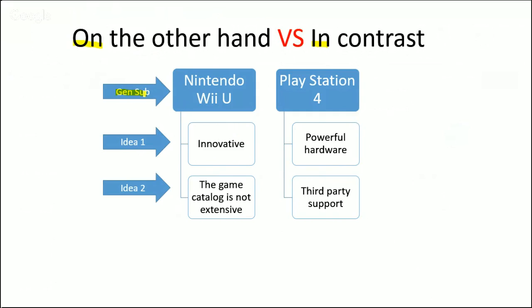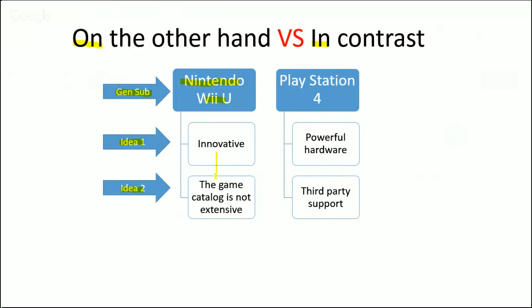So here I have a general subject. In this case, the general subject is the Nintendo Wii U. So this is the general topic. And inside this subject, I have two ideas. I think that the Wii U is a very innovative console, but at the same time, I also think that the Nintendo Wii U doesn't have an extensive game catalog. So these are two ideas that I have about the Nintendo Wii U.